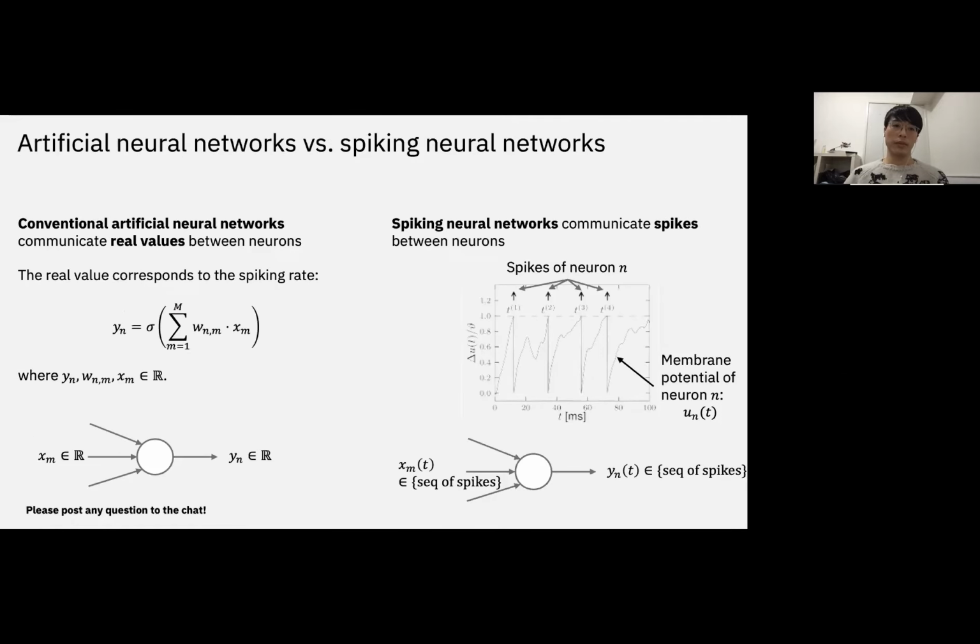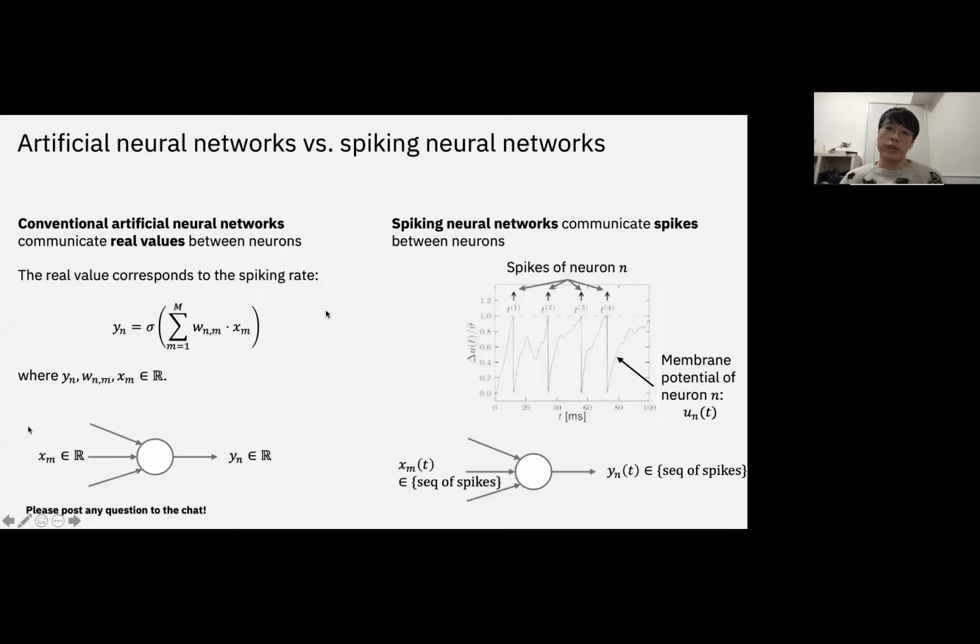So here is a brief comparison between artificial neural networks and spiking neural networks. The conventional artificial neural networks communicate with each other using real values between neurons. So this is quite a common way to model the dynamics of the neuron. So we have one neuron and incoming signals, which are denoted by x_m. And by computing the weighted sum of the input, the output of this neuron is determined. And both input and output are real values.